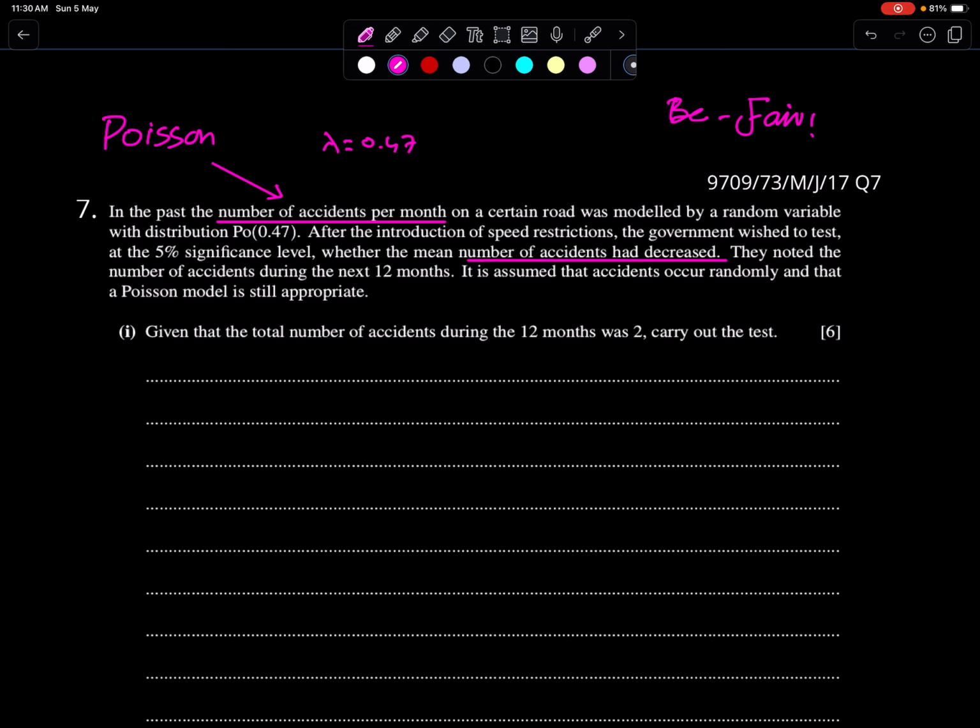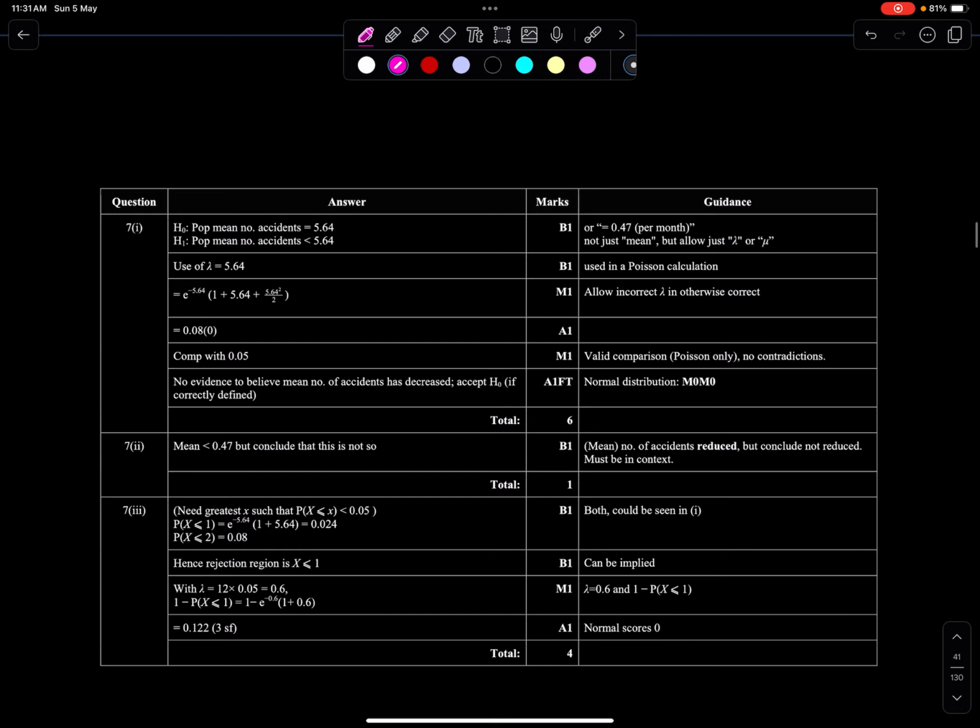This means lambda is less than 0.47, and this is H1. They noted the number of accidents during the next 12 months. It is assumed that accidents occur randomly and that a Poisson model is still appropriate. Given that the total number of accidents during the 12 months was 2, carry out the test. Now, lambda for 1 month is 0.47, and for 12 months it should be, let me check the value of lambda, 5.64.